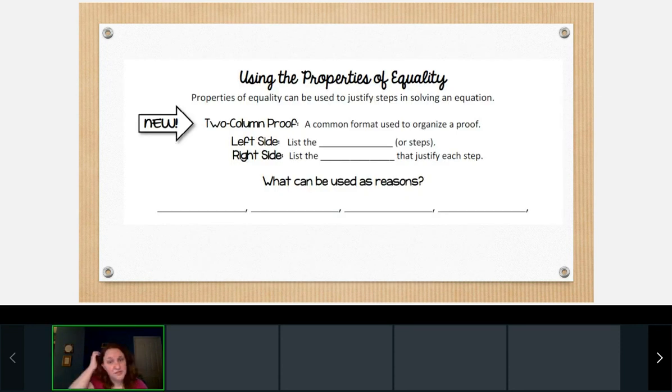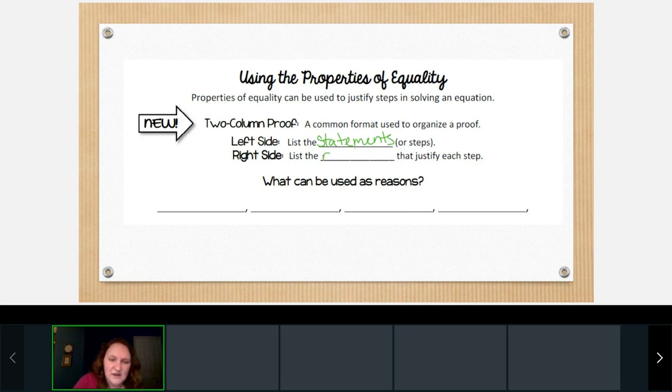So we're going to be using the properties of equality to justify our steps in an equation. What we're going to do is write a 2-column proof. A 2-column proof is just a super organized way to show your work. The left side of your proof lists the steps or the statements, and the right side is going to list your reasons.